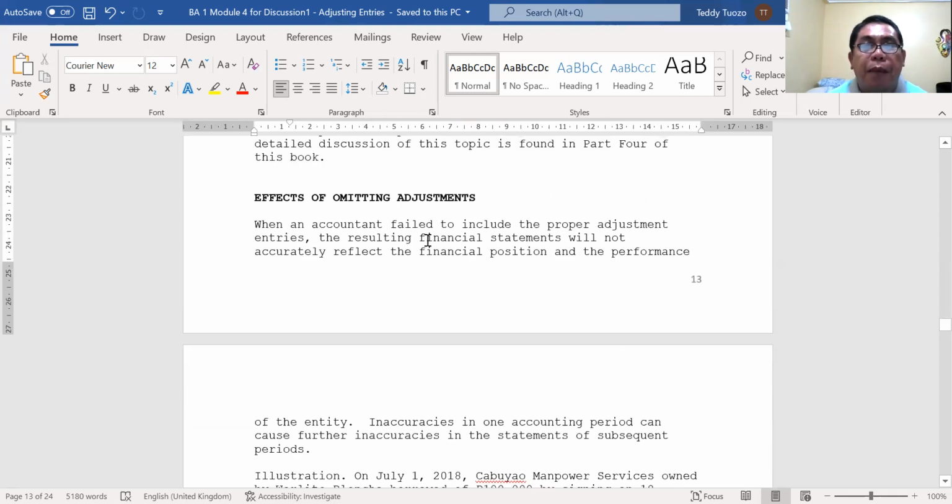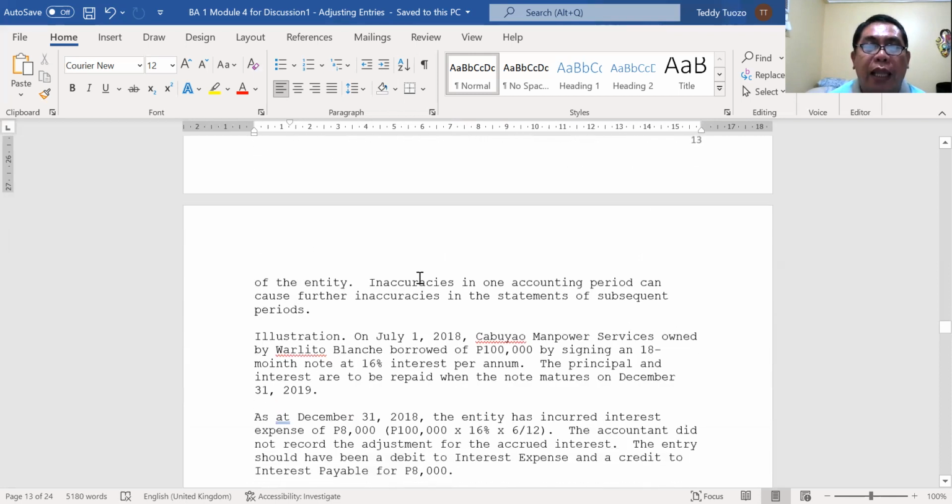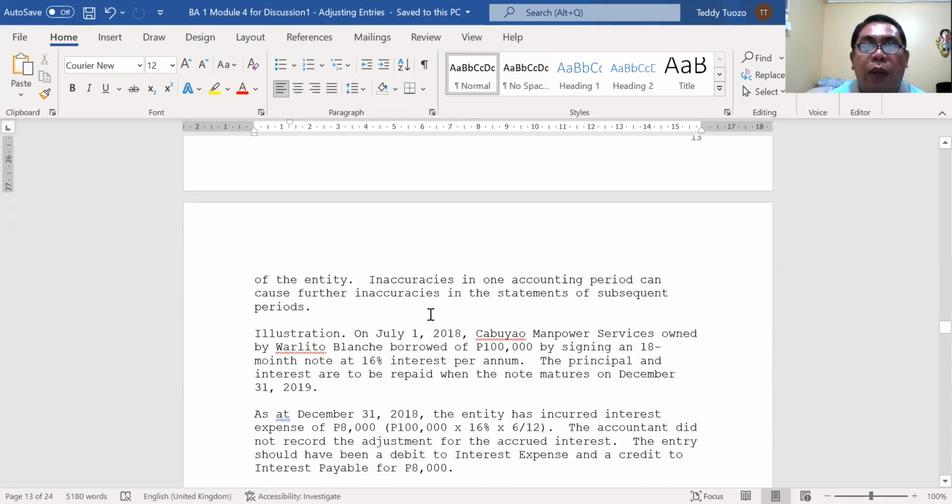So the effects of omitting adjustments: when an accountant fails to include the proper adjusting entries, the resulting financial statements will not accurately reflect the financial position and the performance of the entity. Inaccuracies in one accounting period can cause further inaccuracies in the statements of subsequent periods. But if it is recognized already, for example when discovered, then it will be corrected.